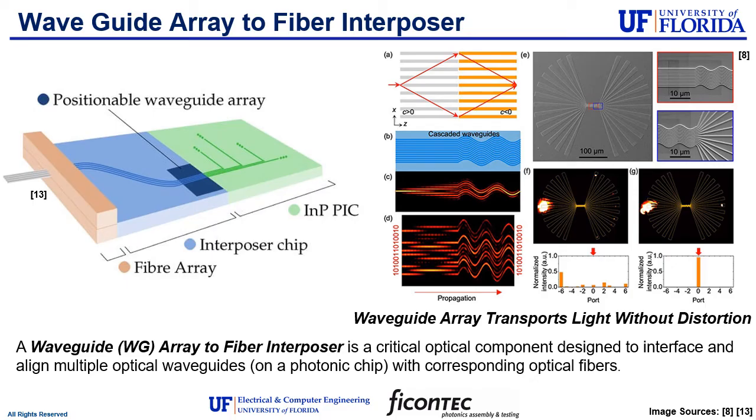Photonic integrated circuits that use an array of fibers at the chip scale require an additional component known as the waveguide array to fiber interposer in order to align respective optical fibers and minimize loss. Now, when waveguides are dense and parallel and straight, like figure A, there's a chance that photons can leak from one waveguide to another and lose their original path.